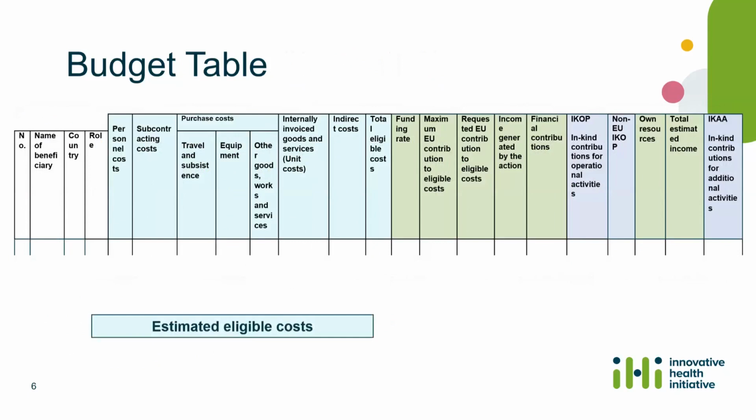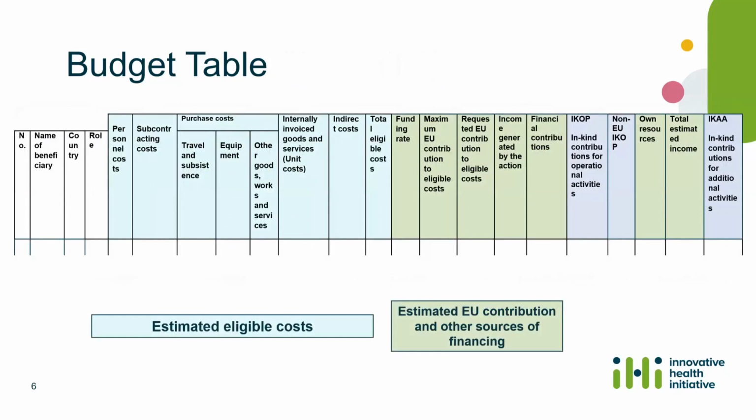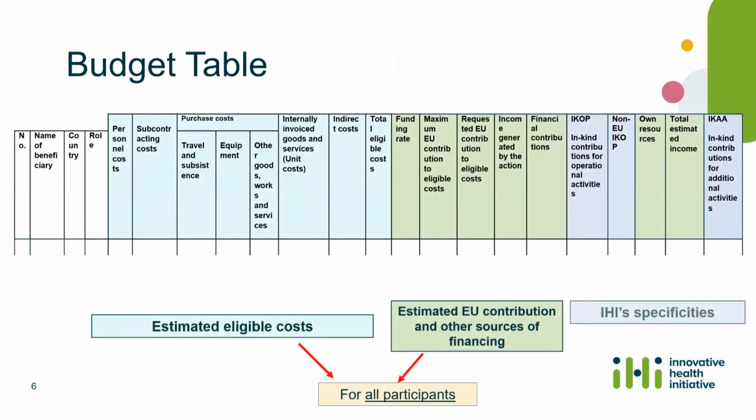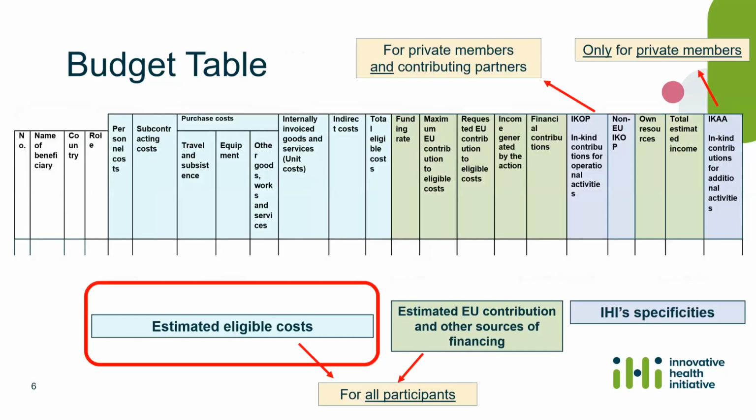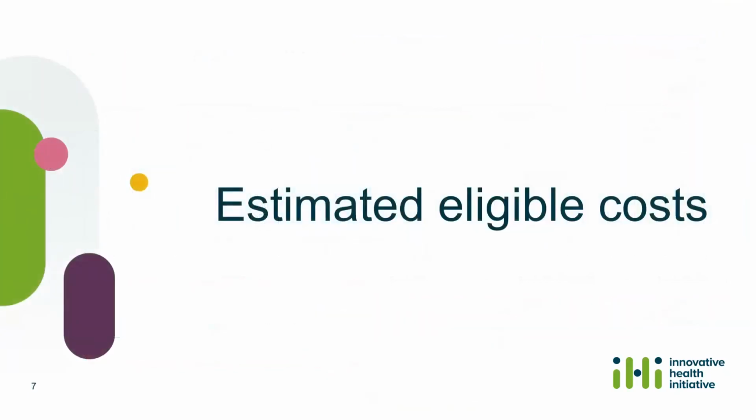The first part relates to the estimated eligible costs. The second part relates to the EU contribution and the other sources of financing. And those 2 parts are applicable for all types of participants in your consortium. And then the third part relates to the IHI specificities, namely ICOP and non-EU ICOP, which is specific for private members and contributing partners, and then also IKAA, which is only for private members. So I'll start with this first part of the budget table, the estimated eligible costs.